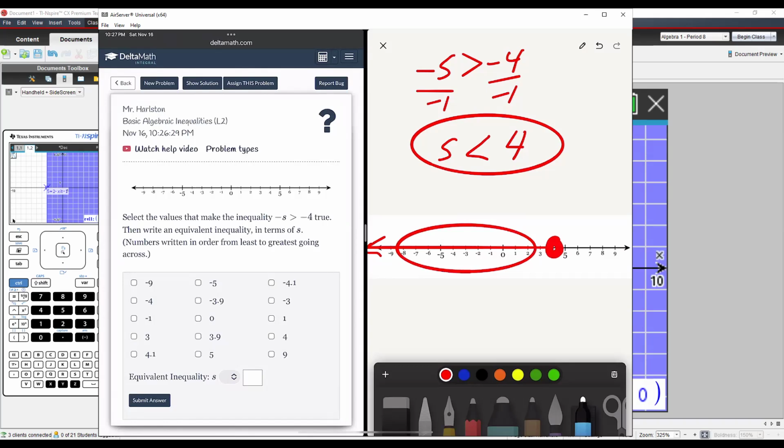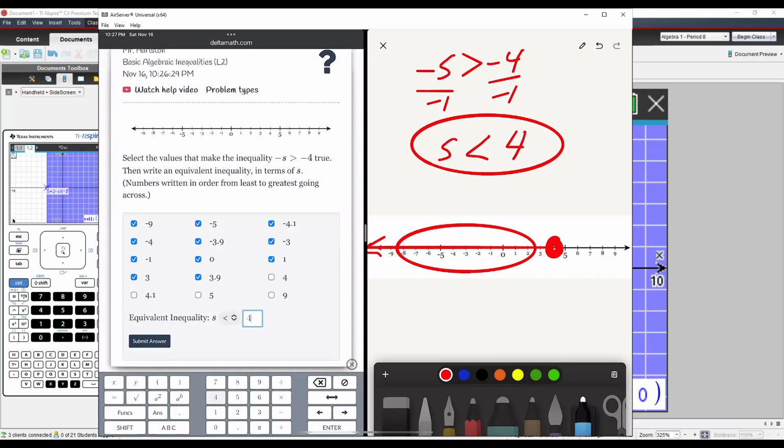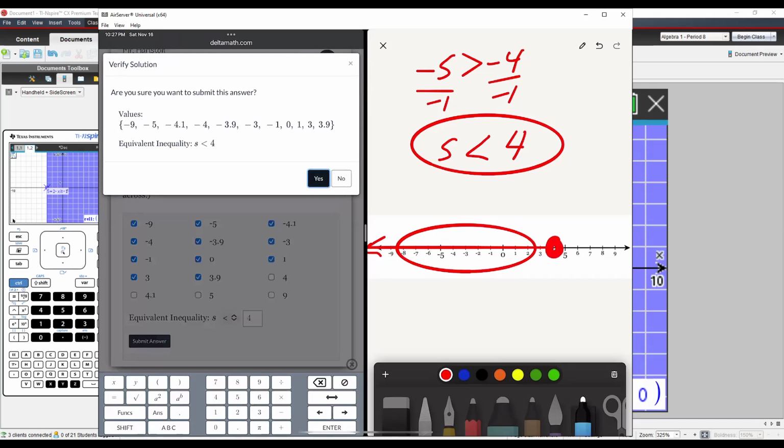So we start at 4. 4 is not a solution, by the way. And then anything, so this one, this one, this one, and so on. Those are all solutions. And our simplified inequality would be s is less than 4. That's what they want you to do.